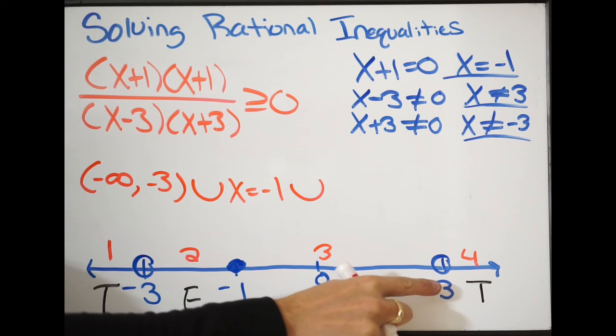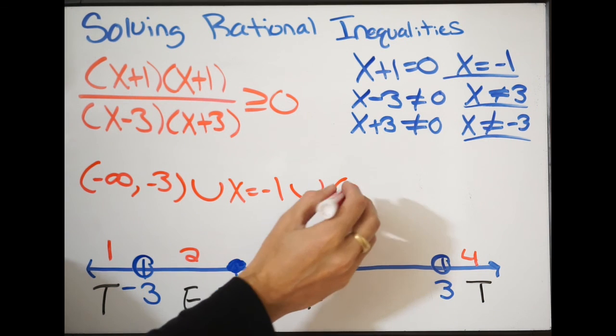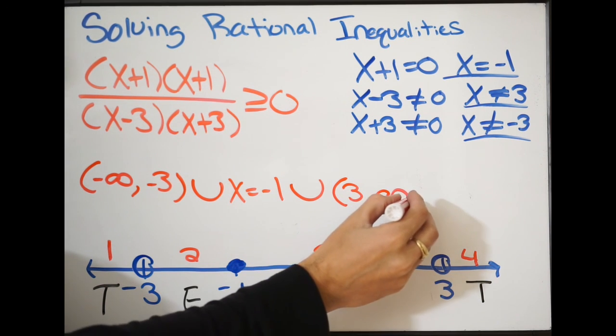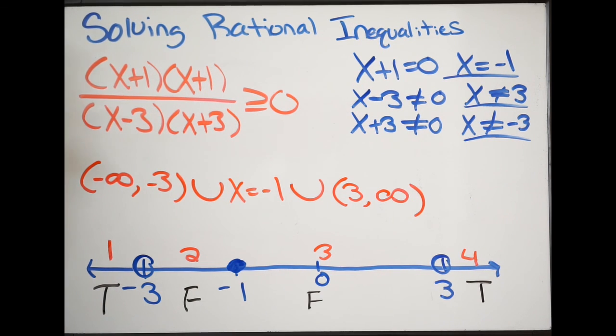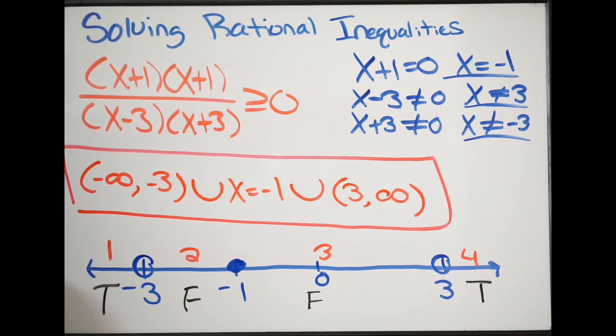And then just writing our final part here, we're going to have parentheses, 3, because again, it is an open circle, comma, positive infinity. And then again, another parenthesis, because we're going up to infinity, but we cannot actually be on it. So this here is going to be your final answer. So we can go ahead and just box it in. So there is the final solution in interval notation. Okay, so that is solving rational inequalities.